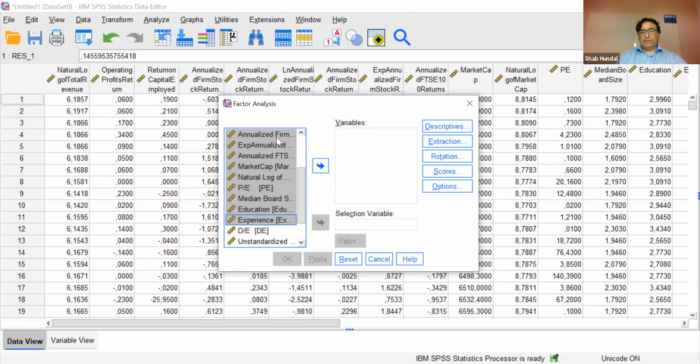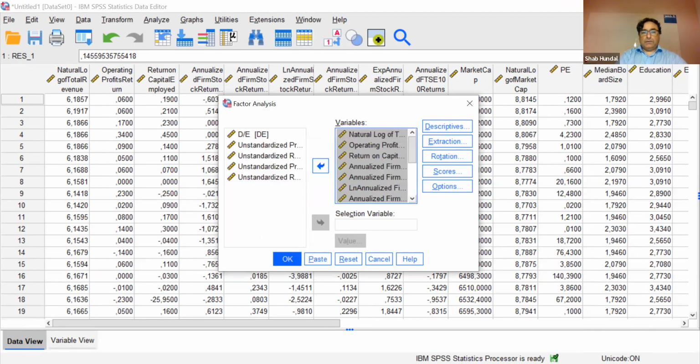But I will not take the dependent variable. So I keep D to E ratio away. Okay. So once we get this, we move to the activity box, and then we click descriptives.